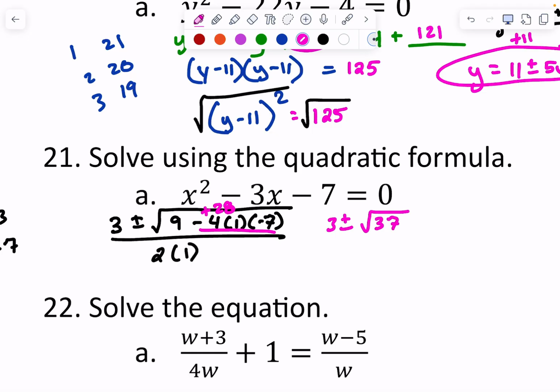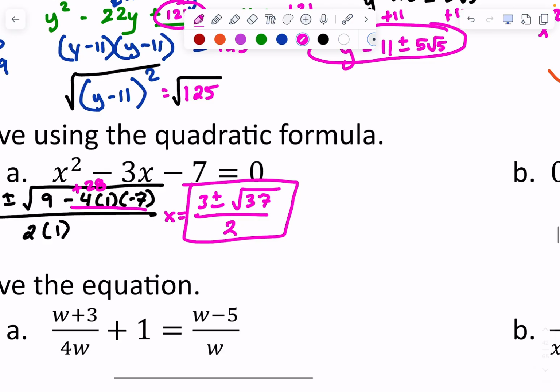You have to add the 9. All over 2. And 37 is prime. But it's equal to 0. Oh, you want them equal to 0 so that you can solve for x. So x is equal to that, right? Because there's 2 answers there, right? That's the 2 places this parabola is going to cross.